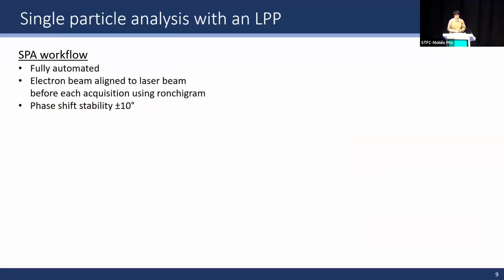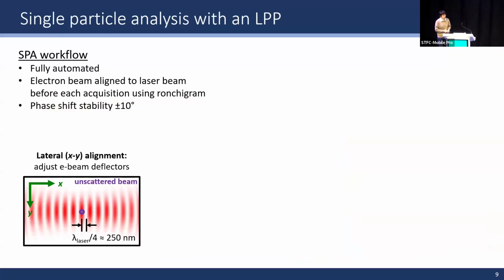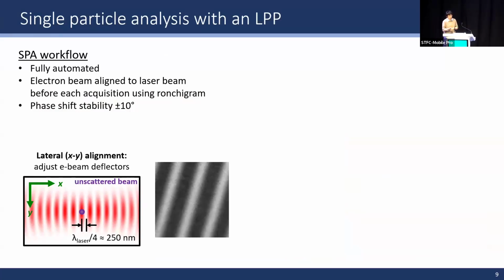Previously we developed a workflow for SPA where it's fully automated and we can reliably get 90-degree phase shifts. On top of all the hole alignment and autofocusing steps, the electron beam needs to be aligned to the laser beam for every acquisition that we take. So the unscattered beam needs to be exactly aligned with one of those pancakes I was talking about earlier. We do that by using some deflectors before the phase plate. And we can visualize where we are aligned by pulling some defocus. This is actually imaging the laser light using the electrons. With an image like this, we can know where along this laser beam we are aligned.